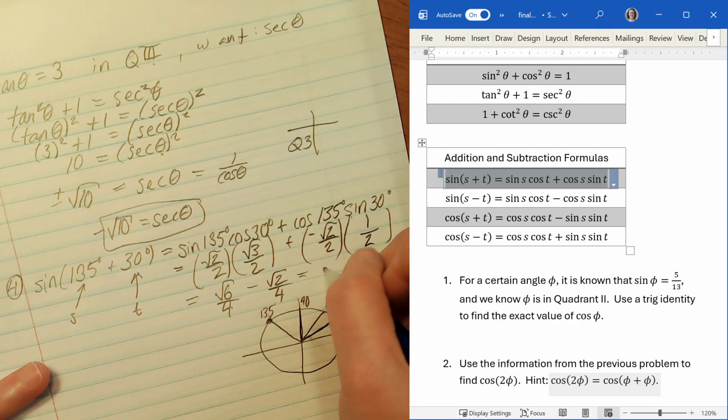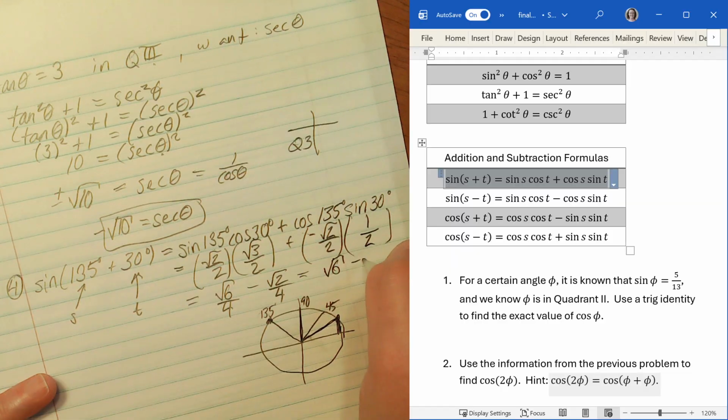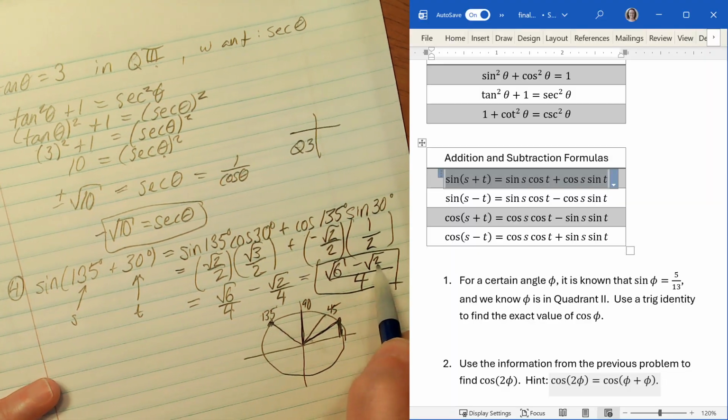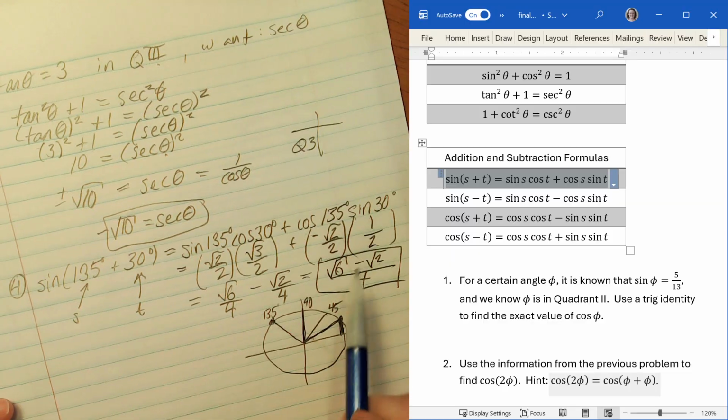And I could combine that into one fraction if I want. You cannot subtract the 6 minus the 2. The 6 is locked in its own little box, the 2 is locked in its own little box. We cannot combine them with subtraction.